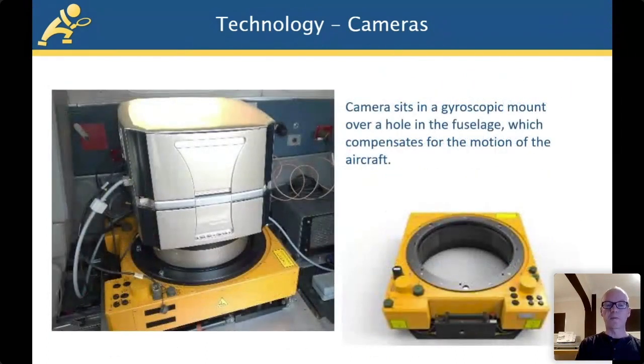Now we've got a camera. The camera sits in an aircraft, and obviously the aircraft is a very turbulent environment. So we need something to dampen out the vibrations of that aircraft. And the yellow thing is a gyroscopic mount. The mount sits over holding the fuselage, and it compensates for the motion of the aircraft, which is critical.